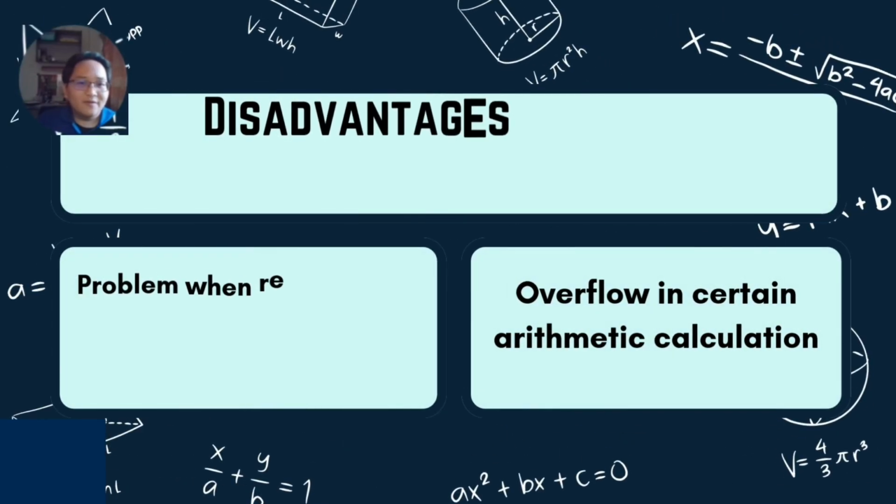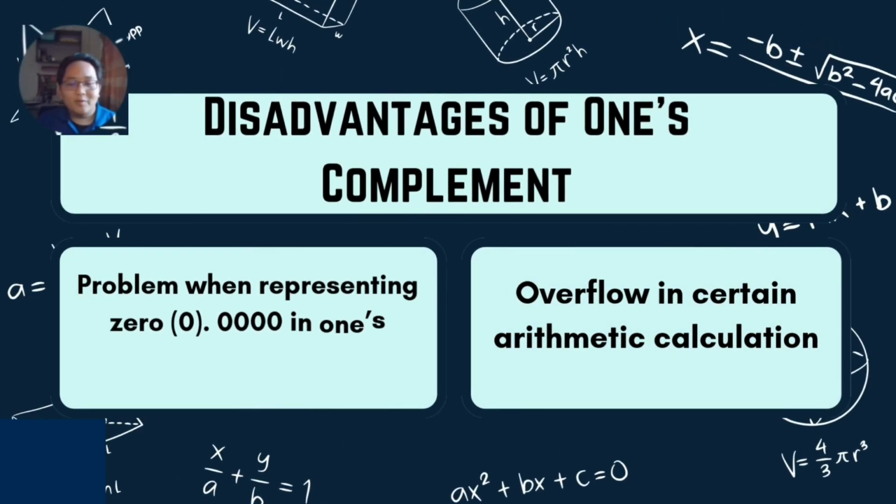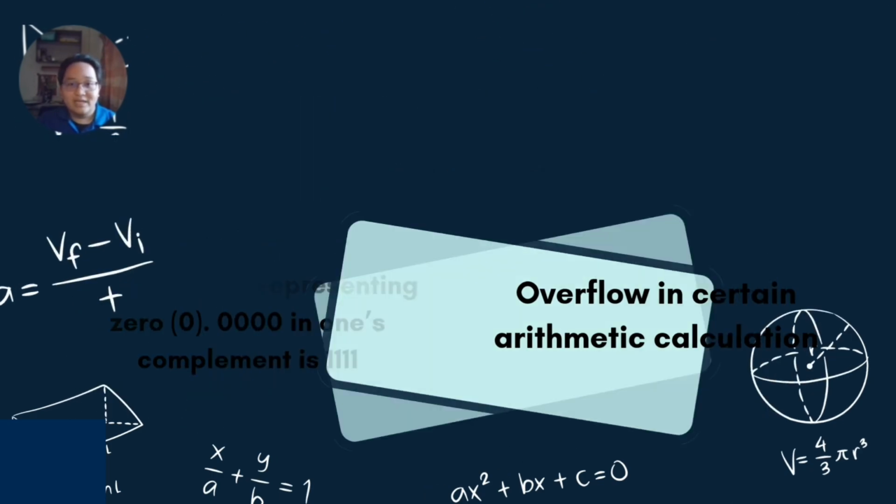The disadvantages of the first complement are, first, the problem when representing the number 0, as 0000 in first complement will be 1111. And the second one is that overflow could occur in certain arithmetic calculations.